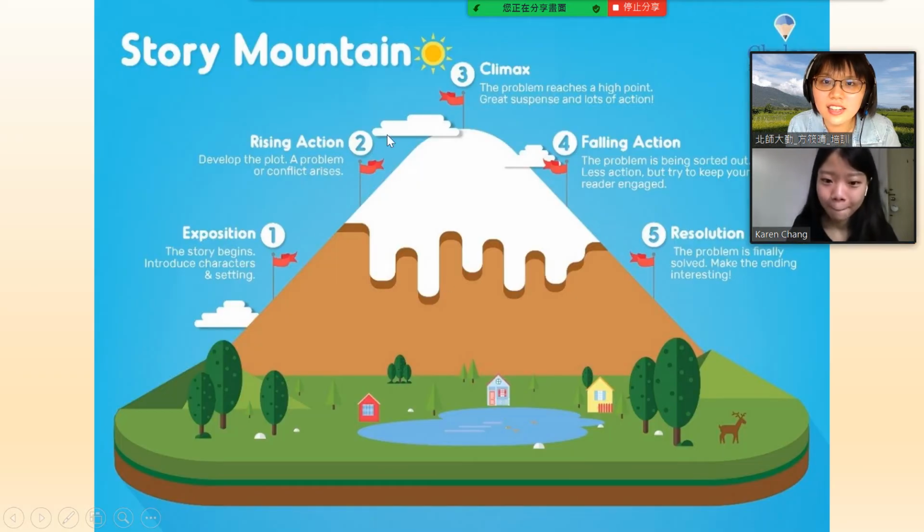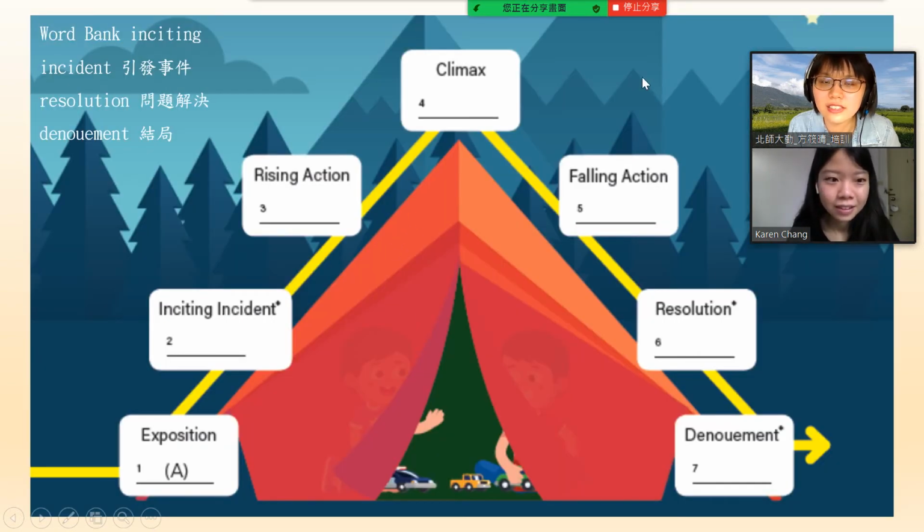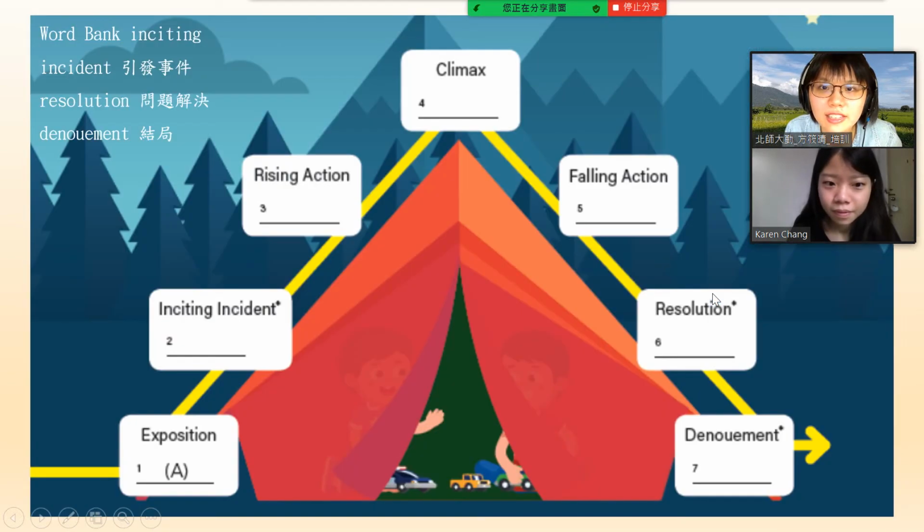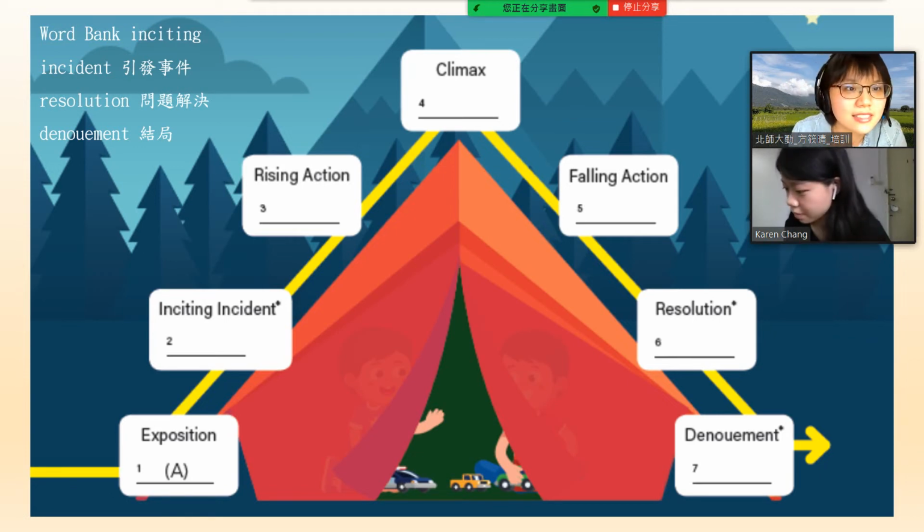And in our textbook, we use another type of Story Mountain, but this is a simpler one here. Let's see our textbooks. The first one is exposition. Repeat after me. Exposition. I want you to read this part first, 1, 2, 3, 4, 5, and then check our textbooks. Where are the other two elements? What are the other two elements of this picture?